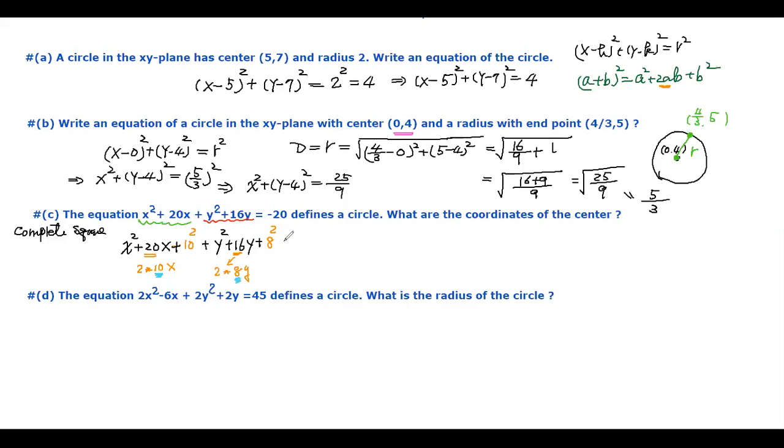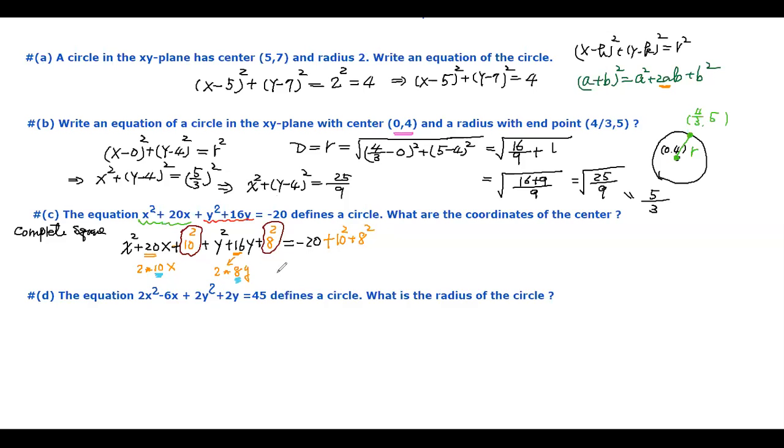Okay, so now this is equal to negative 20. Now take a look here, because in here I add 10 squared, I add 8 squared. The original equation does not have these two numbers. So what I need to do is add the same amount on the right-hand side, right? So I need to add 10 squared plus what? 8 squared. That's how we do the complete squares, right?